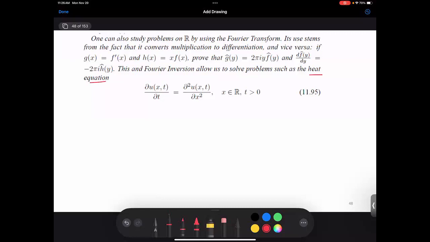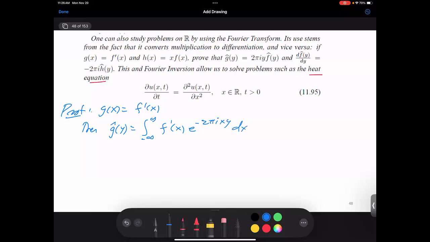And so, for example, I'll just prove one of them, and I'll leave the other for you. Let's say g of x is f prime of x. Then the Fourier transform of g at y would be the integral from minus infinity to infinity of f prime of x e to the negative 2 pi i x y dx. And what are we going to assume about f?